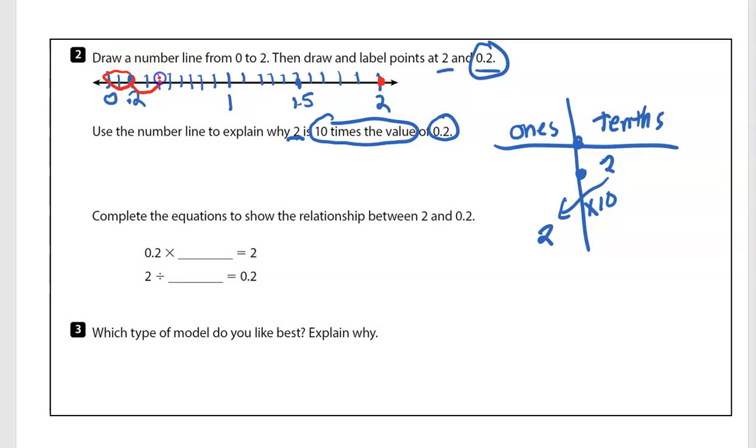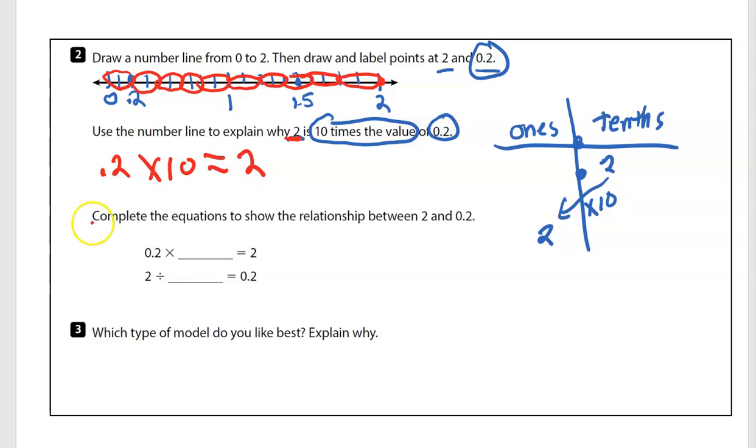There's one group, 2, 3, 4, 5, 6, 7, 8. And again, I'm circling groups of 2, 9, 10. So how many groups of 2/10? 1, 2, 3, 4, 5, 6, 7, 8, 9, 10. Again, there's another way of showing that 2 is 10 times the value of 2/10. 2/10 times 10 equals 2.